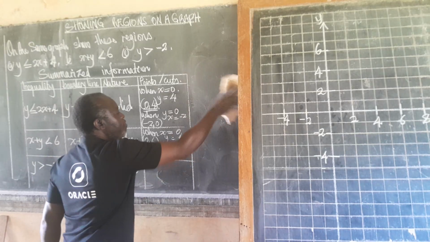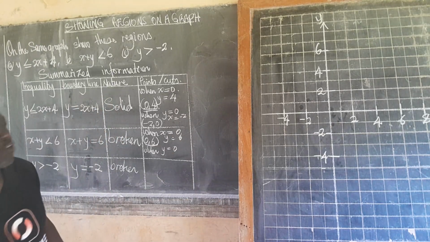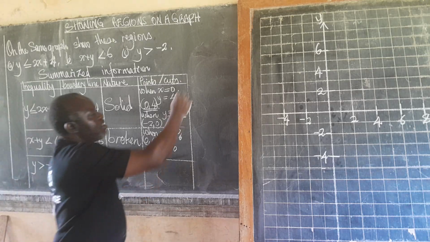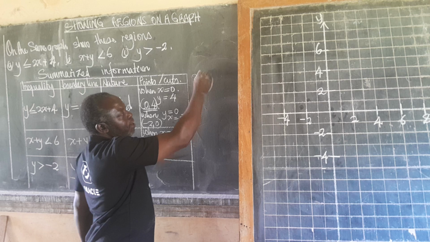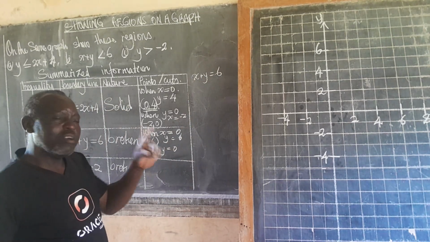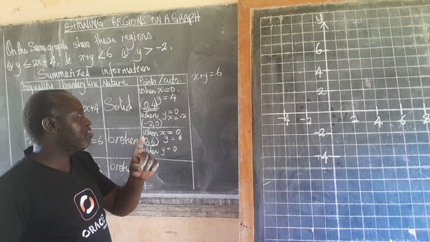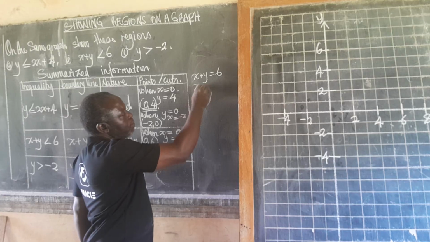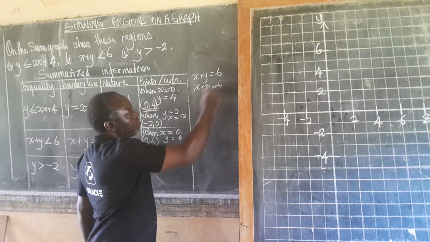Now, when y equals 0, we bring this one again and say that x plus y equals 6. But remember that this time 0 is replacing y. Therefore, we are having x plus 0 equals 6.